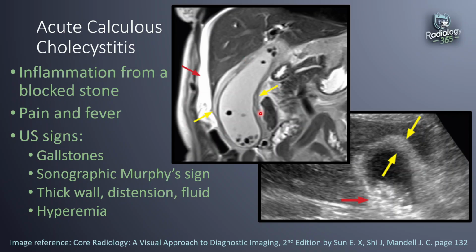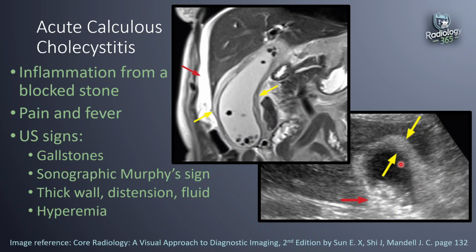And there's perihepatic and pericholecystic fluid. So we see this perihepatic and pericholecystic fluid around the gallbladder and the liver. We also see small T2 hypointense stones within the distended gallbladder, and some are even seen at the gallbladder neck. So this is a case of acute calculous cholecystitis.